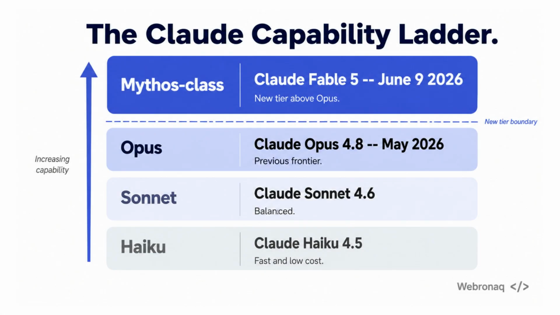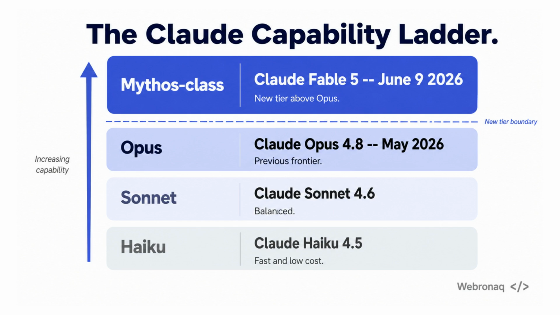Alright, let's build the map. Since the Claude 3 generation in March 2024, Anthropic has organized its models into 3 named tiers. At the bottom, Haiku, fast and cheap. In the middle, Sonnet, balanced. At the top, Opus, the previous frontier, now represented by Claude Opus 4.8, released May 28, 2026. That was the lineup everyone knew.